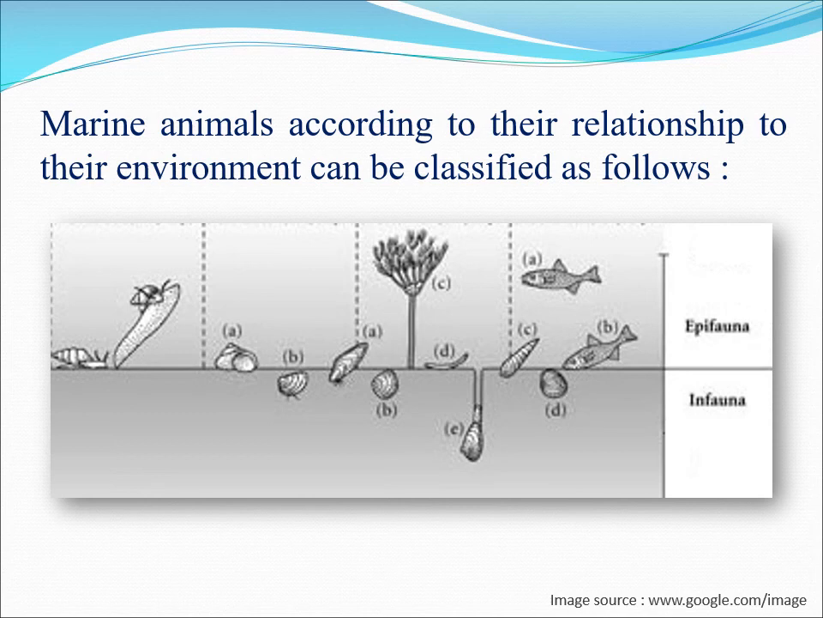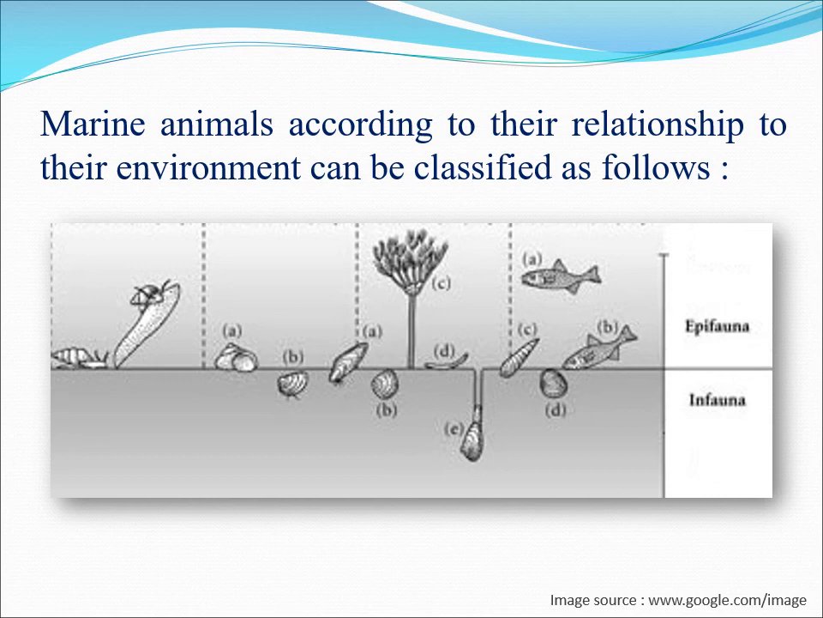Now marine animals, according to their relationship to their environment, as we can see from the oceanic depth zone pattern, mostly live within the neritic zone, that is, up to the depth of 200 meters, the photic zone. So obviously most autotrophs are living there, and the other animals depending on those plants also live within this photic zone.